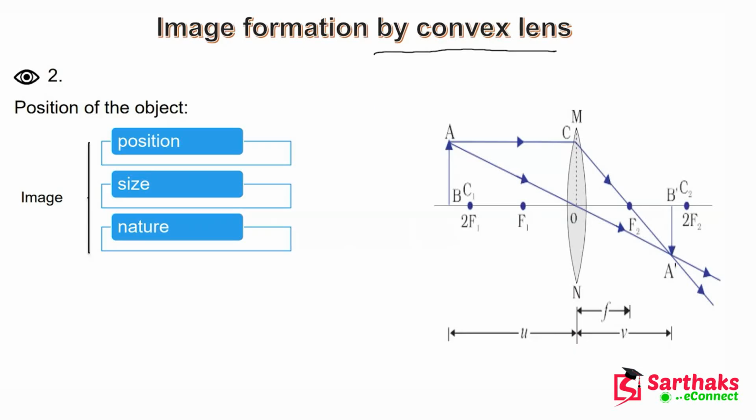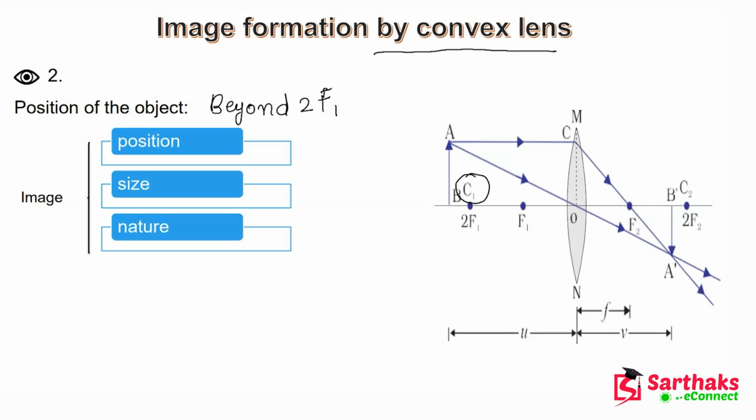You can see it is a little bit closer. So we can say that the position of the object is beyond 2F1, beyond 2F1, or C. Now we have to figure out what is the position of the image in this case.